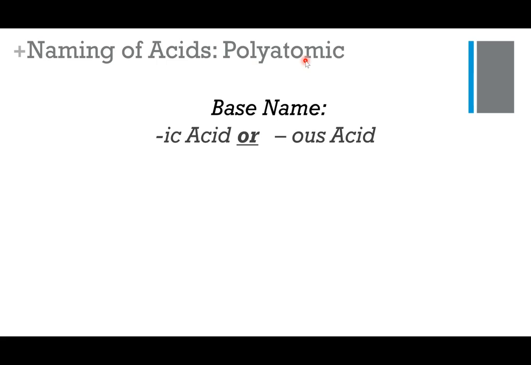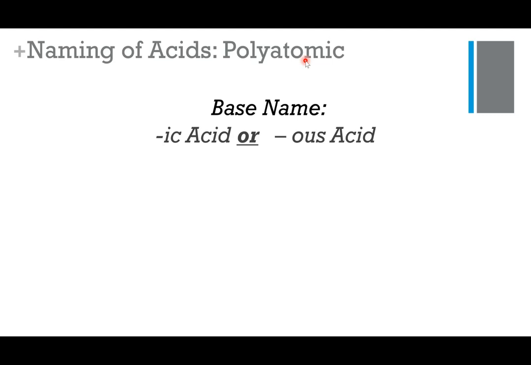Next, we're going to name acids with polyatomics. When we have an acid that's attached to a polyatomic, we do not start with the prefix hydro. I don't know why, but that's the biggest mistake that I see students make. If we see a polyatomic attached to a hydrogen, we keep the base name of the polyatomic, and we either add ic acid or we add ous acid.